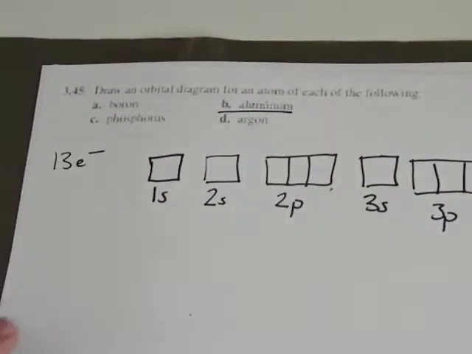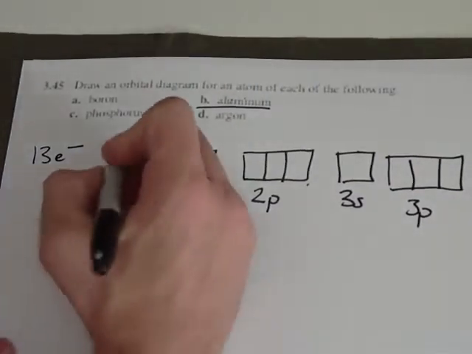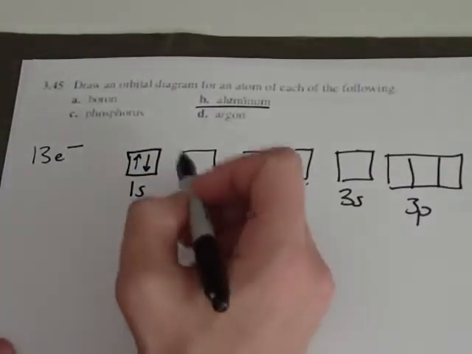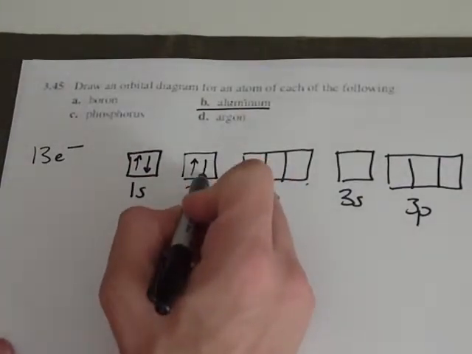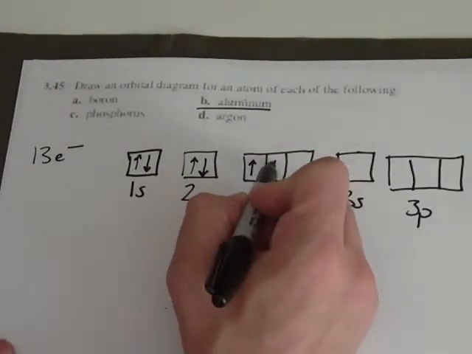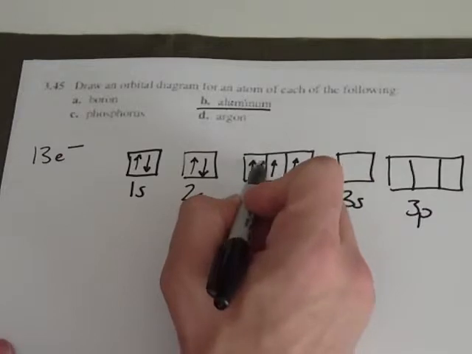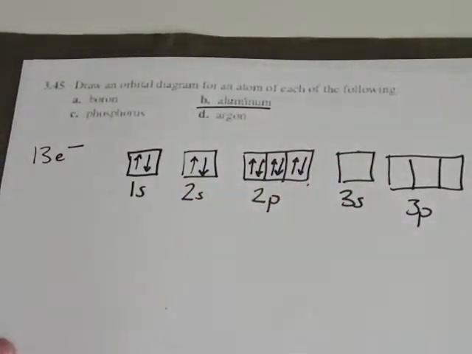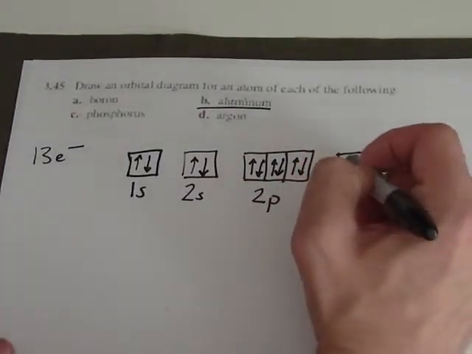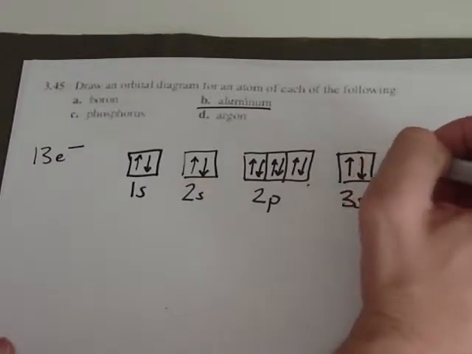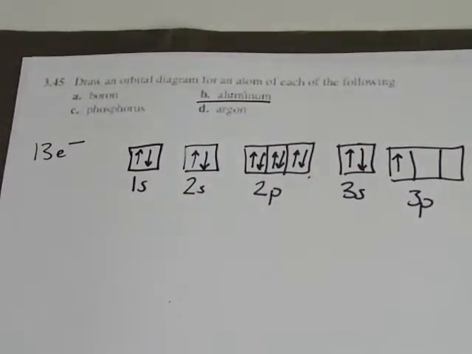We have 13 electrons. We first fill it up singly, then we can double it up. Single, then double. That's 4. Single, single, single, double, double, double. That brings it to 10. Single, double, it's 12. And then last thing, 13. So that's 13 electrons.